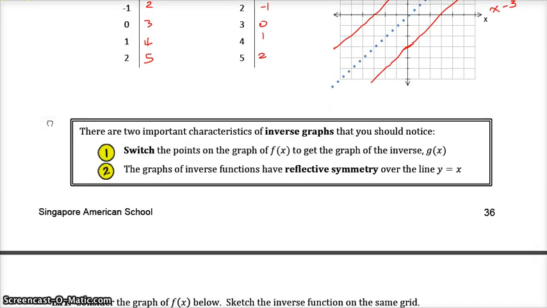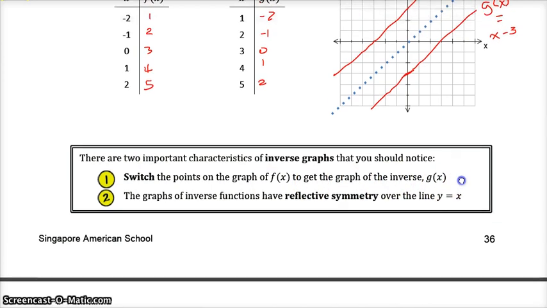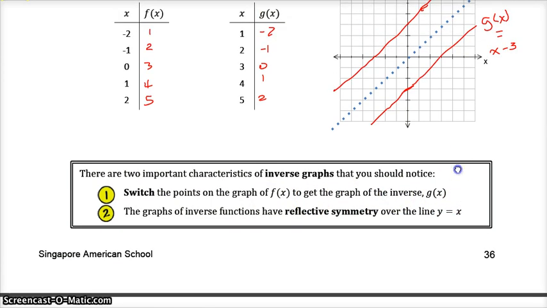So if you were trying to make an inverse function, or if you're talking about what is going on with inverse graphs, switch the points of the graph of f of x to get the graph of the inverse g of x. What does it mean to switch the points? It means reverse the x and y coordinates.